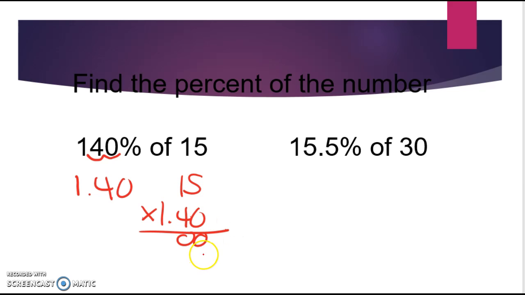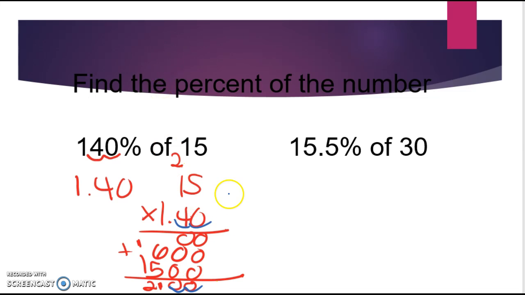0 times 1 is 0. Drop a 0. 4 times 5 is 20. Carry the 2. 4 times 1 is 4 plus 2 is 6. Drop 2 zeros. Now I have 1 times 5 is 5. 1 times 1 is 1. I add everything together. I'm going to get 2100. Since I have 2 spots behind my decimal, I'm going to move this decimal over 2. My final answer is going to be 21.